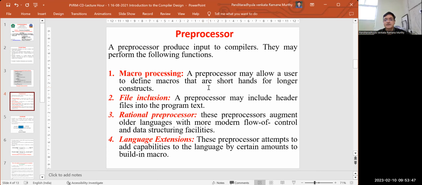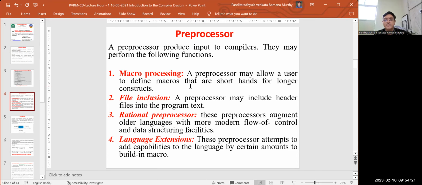Similarly, it uses file inclusion. A preprocessor may include header files, which are stored in the compiler's installed programs. Required functions or functionalities are stored in files in the system's installed directories, and wherever necessary we can utilize them. A preprocessor may include header files into the program text.